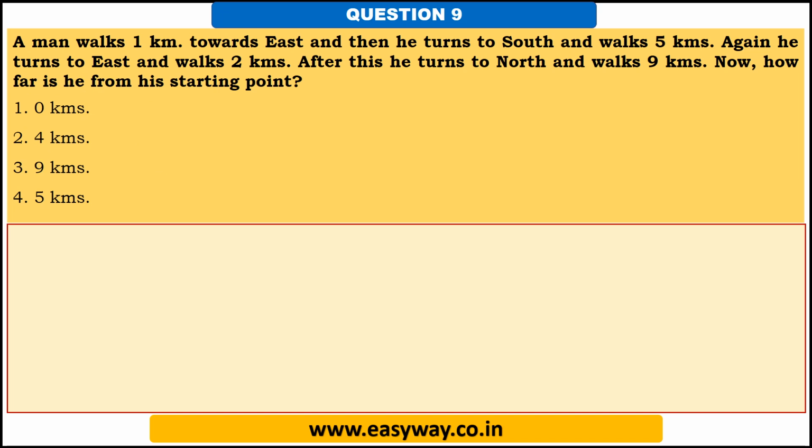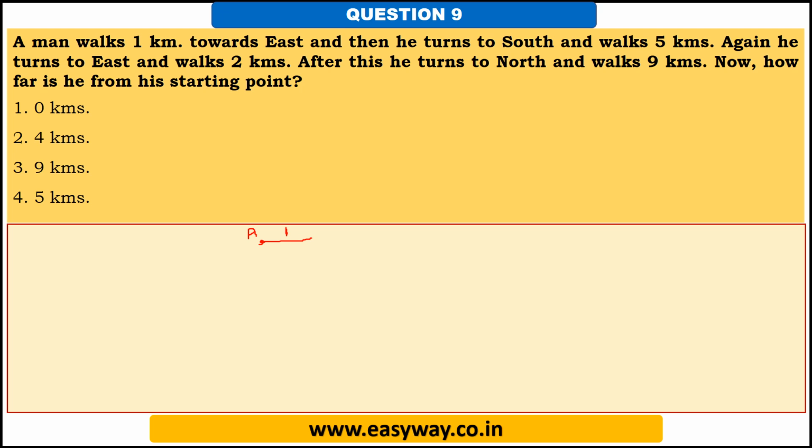Next question is, a man walks 1 kilometer towards east and then he turns to south and walks 5 kilometers. Again he turns to east and walks 2 kilometers. After this he turns to north and walks 9 kilometers. Now how far is he from the starting point? Okay. Now see, here it is said that man walks 1 kilometer towards east. Now let us say this A is the initial point. And from this point he is traveling 1 kilometer east.